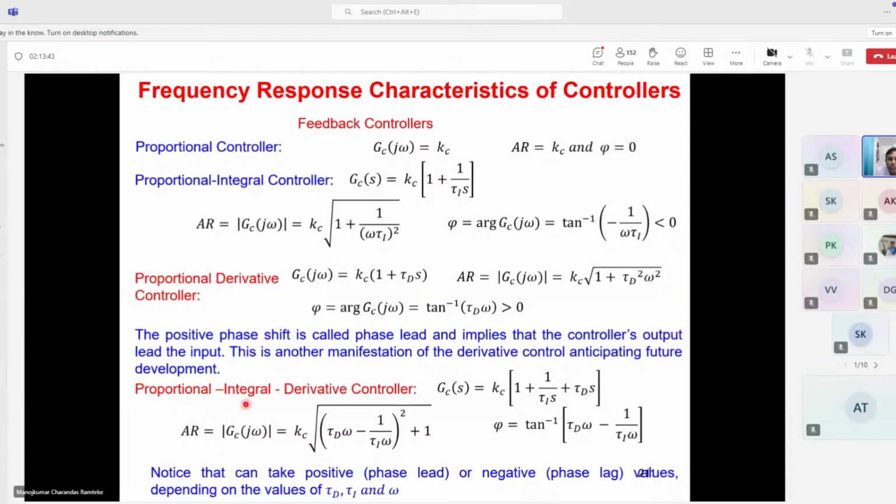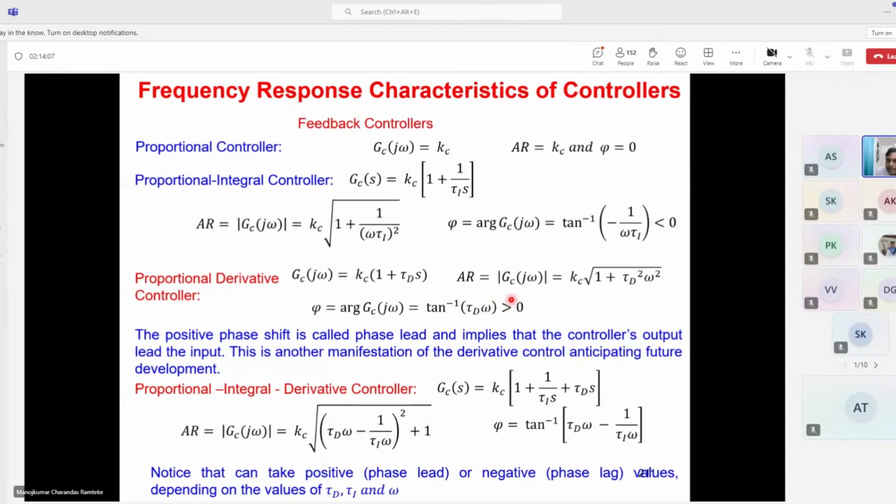Now let's look at the proportional integral and derivative controller. So for the proportional integral and derivative controller, this is the transfer function I am having: Kc (1 + 1/(tau_I s) + tau_D s). Here again we can replace s by j omega. If I replace s by j omega, then the amplitude ratio comes out to be Kc times the square root of the bracket (tau_D omega - 1/(tau_I omega)) whole square plus 1.